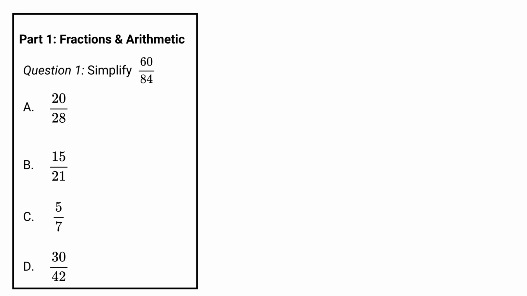Let's start with the basics: fractions and arithmetic. They look simple, but they cause a surprising number of careless mistakes. Here's the first problem. Simplify the fraction 60 over 84. Your options are A, 20 over 28, B, 15 over 21, C, 5 over 7, D, 30 over 42.